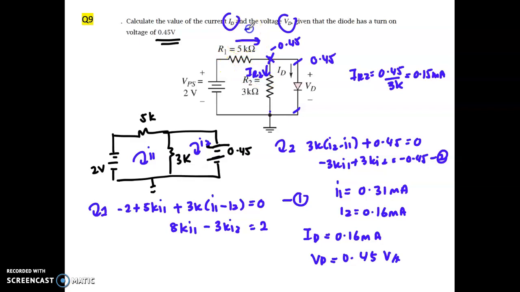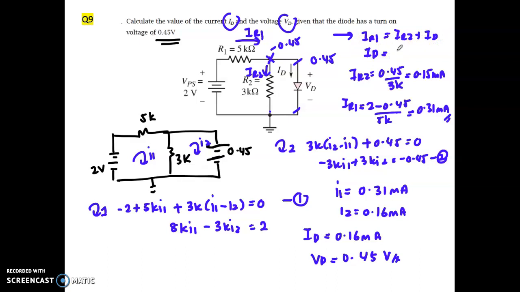So what will be the current here, IR1? IR1 is equal to 0.45 divided by 5K. So here you can get 0.31 milliampere. Okay. How can you get ID? For ID, use the KCL equation. Current entering is equal to IR1. Current leaving is equal to IR2 plus ID. So you can get ID equal to IR1 minus IR2, that is 0.31 minus 0.15. You can get 0.16 milliampere.